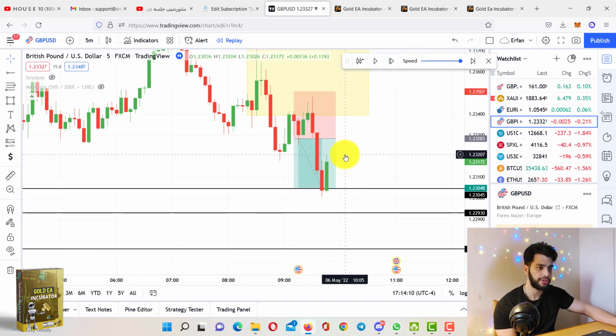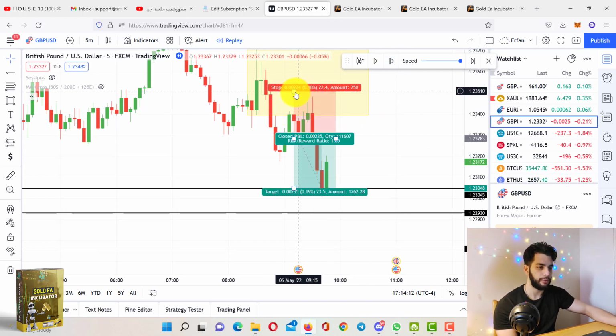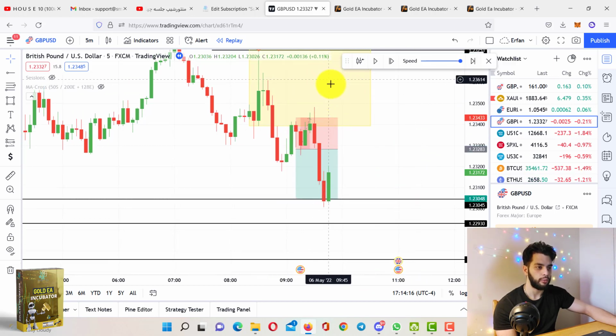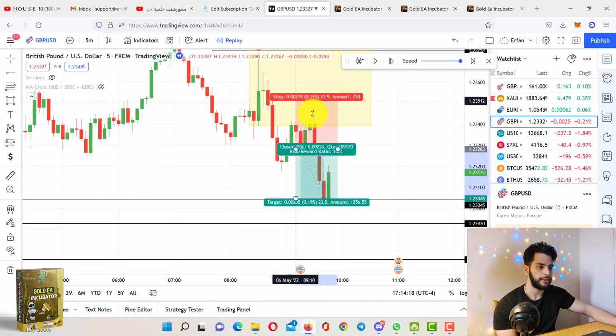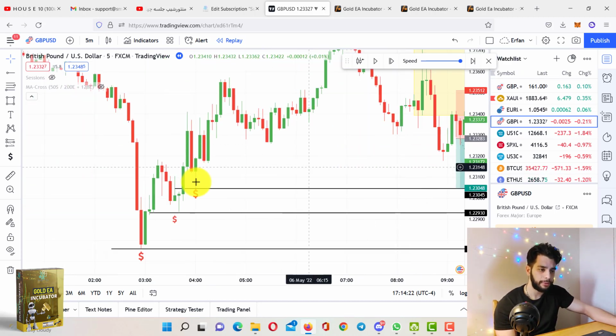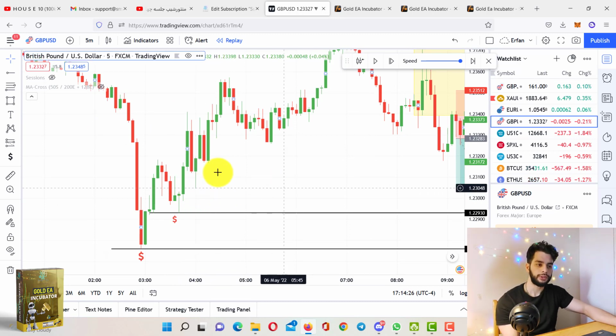You take your sell position here, and if I wanted to put my stop loss below the candle, I would have got stopped out. But since this is a wide zone, I'm going to leave it here, and I still got my 1-to-1 trade. And this one is already gone. All these buyers got stopped out too.